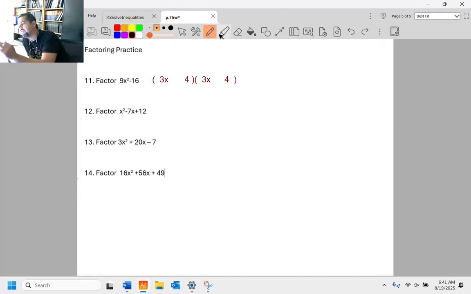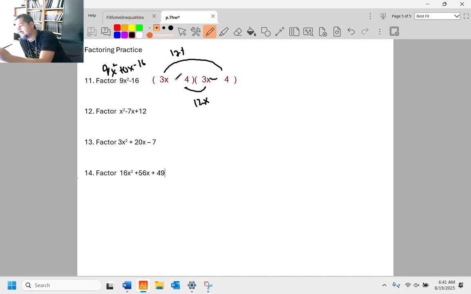Now think about when you do the double distributive property, how you link terms, okay? These guys get linked together. That's a 12x and that's a 12x. But you'll notice that this thing has no x's in the middle. So I need these guys to cancel each other out. So one of them's positive and one of them's negative. And there you go. 3x plus 4 times 3x minus 4. It's actually what we call a difference of two squares pattern.